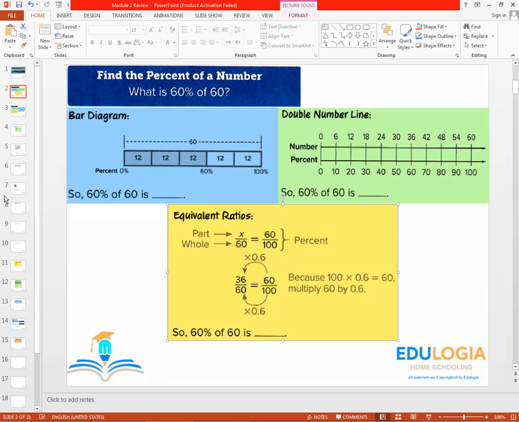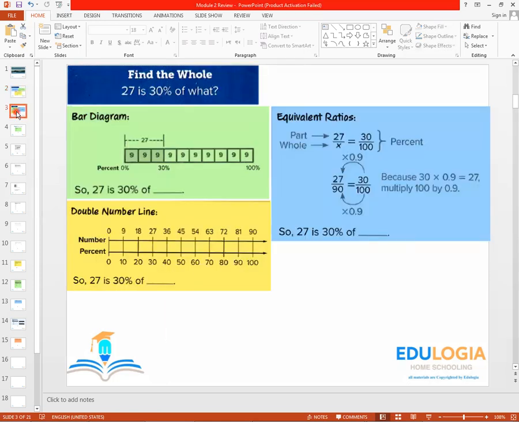Second slide. Once again, find the whole. 27 is 30% of what? Here, I want to find the whole quantity, the whole number. Okay, let us try it here. 27 is the part, and the whole is missing. Call it X, for example. And the percent is 30%.